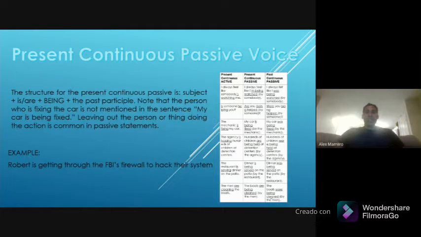Present continuous passive voice. The structure for the present continuous passive is subject, am, is, are, plus being, plus the past participle. Note that the person who is fixing the car is not mentioned in the sentence. My car is being fixed, leaving out the person doing the action, is common in passive statements. Example: Robert is getting through the FBI's firewalls to hack their system.